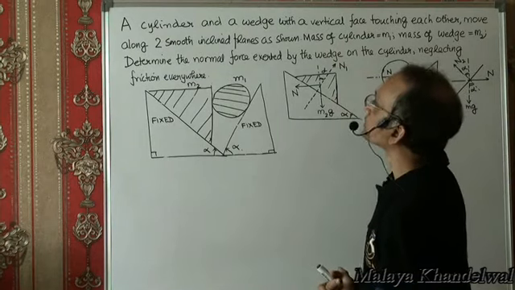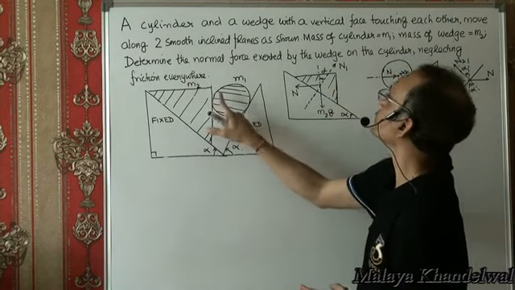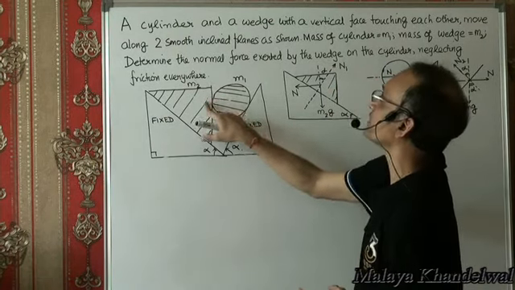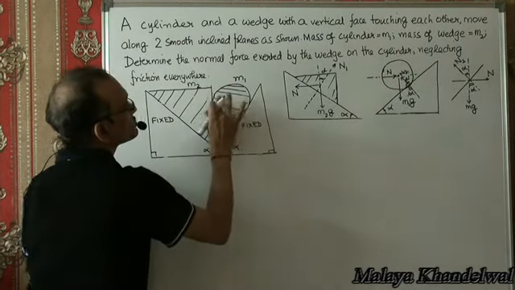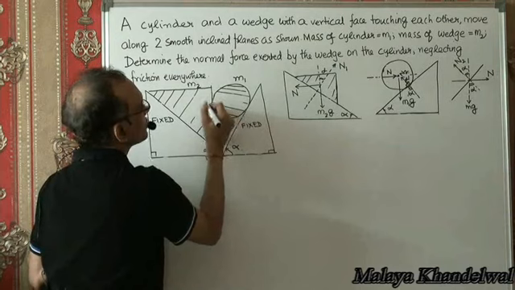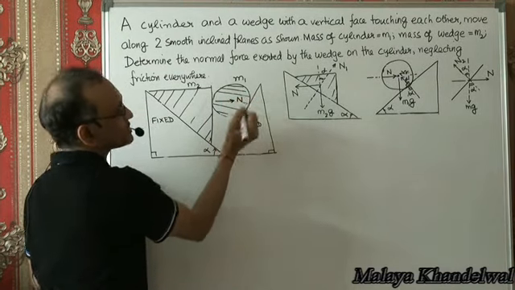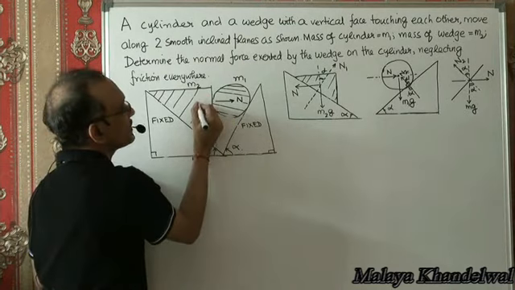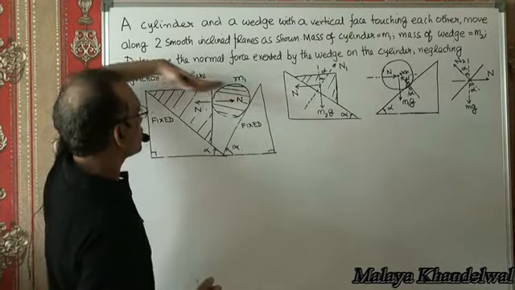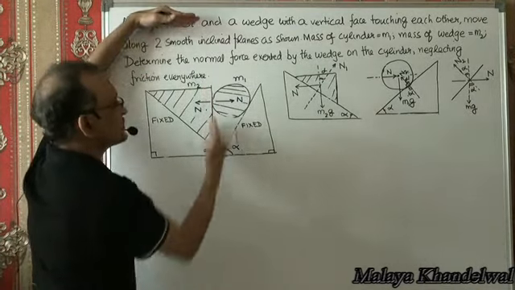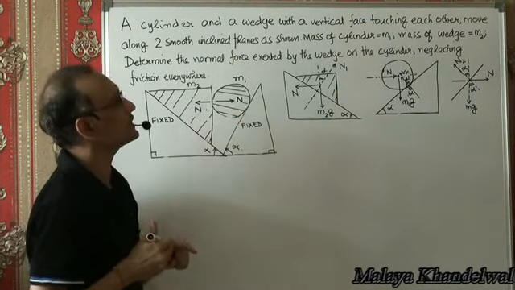Now, assuming that m1 and m2 maintain contact, we want to find the normal force exerted by the wedge on the cylinder and the cylinder on the wedge. That means the normal forces that they exert on each other. M2 will exert a normal force N on the cylinder in this direction. The cylinder will exert on the wedge a normal force N in this direction, right? Which is of course horizontal, as you can see, because this surface is vertical. And this N, its line of action will pass through the center of the cylinder, right?